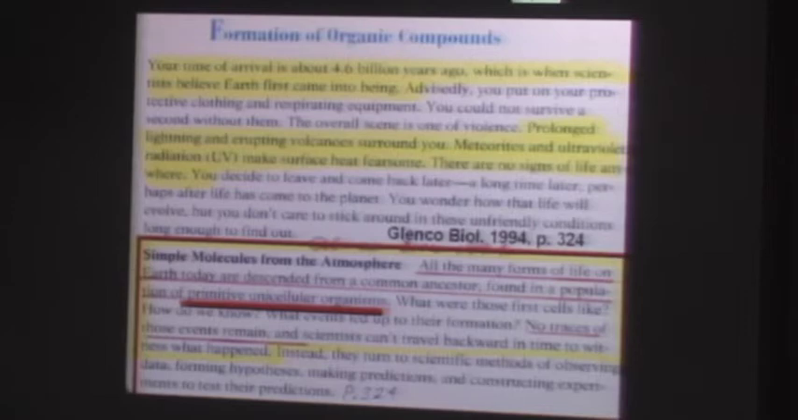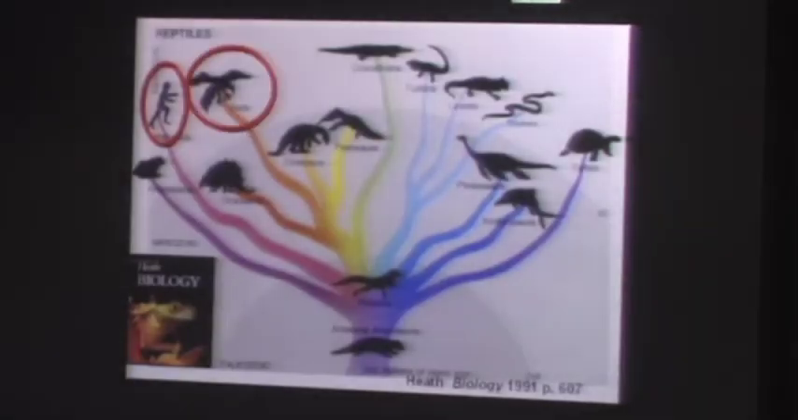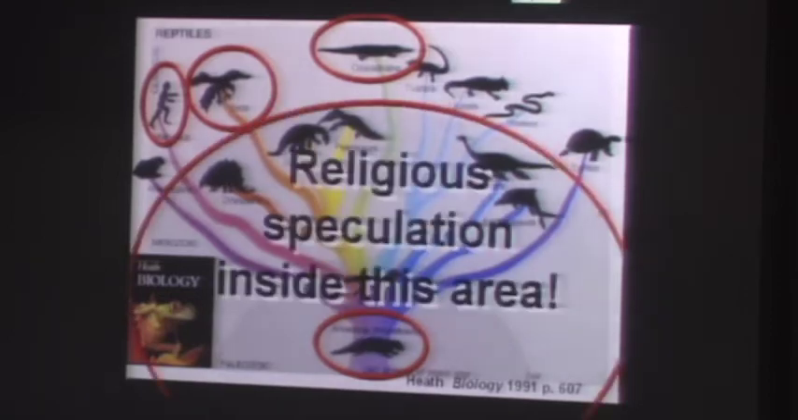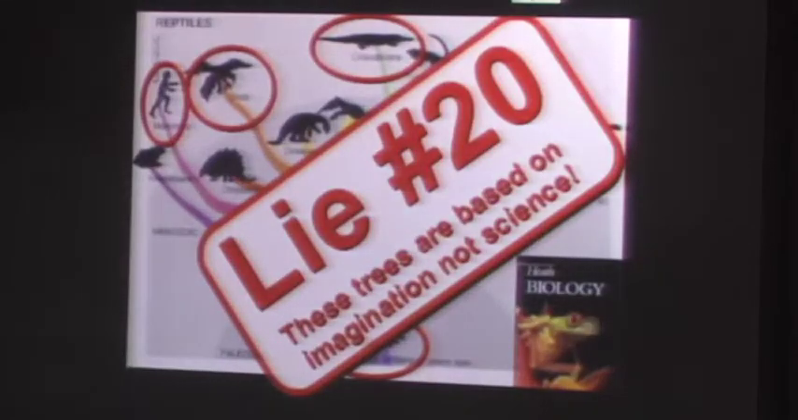What they do is they tell the kids, okay kids, the mammals, the birds, and the crocodiles have a common ancestor. They draw these trees in the books, and they look so pretty, and the kid goes, wow, they've got proof. I saw it in my book. No, they've got a picture in your book, okay? Everything inside that circle is pure religious speculation. They think it happened, they hope it happened, but there is zero evidence for anything inside that circle. It's one of the lies you're going to have to face in your textbook.